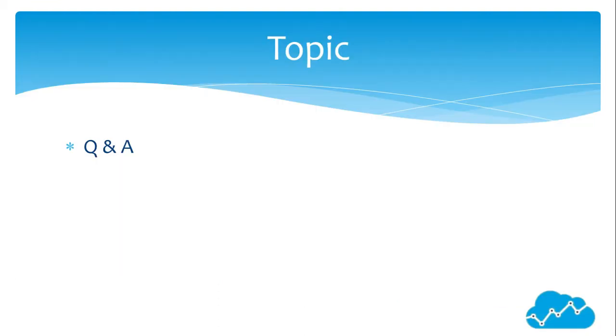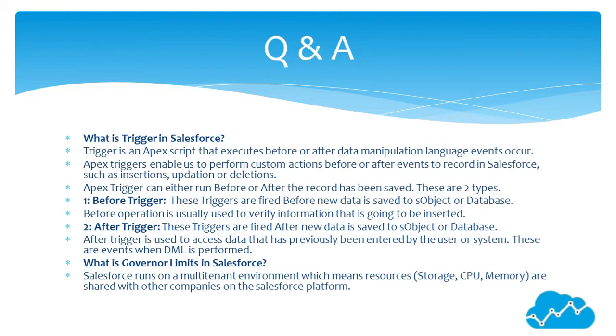Topic: Question and Answer. What is trigger in Salesforce? Trigger is an Apex script that executes before or after data manipulation language event occurs. Apex triggers enable us to perform custom actions before or after events to records in Salesforce such as insertion, updation or deletion. Apex trigger can either run before or after the record has been saved.